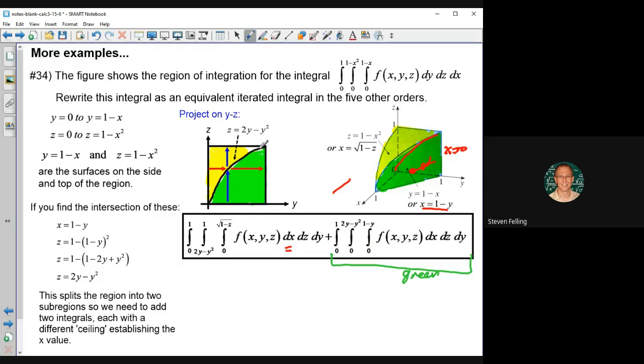Okay, so this curve here, right? The way we find that is to find the intersection of the two surfaces in 3D. So if you have the surface y equals 1 minus x and z equals 1 minus x squared, we could solve this for x and get x is 1 minus y, and then substitute that in for the x in the other surface. Z equals 1 minus y squared.